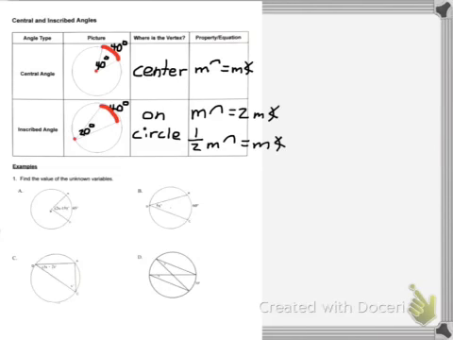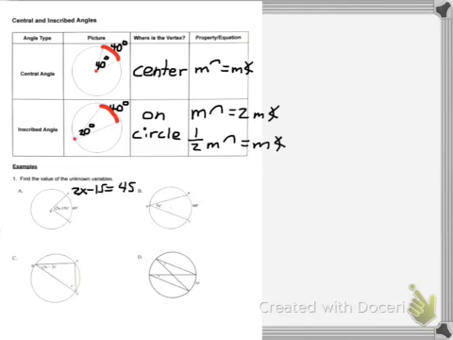So now let's jump down here to the bottom and do a couple of example problems. Look at number 1a. So you'll notice that you have a central angle that is 2x minus 15 and an arc angle that is 45 degrees. Based on our definitions at the top, those two angles are congruent, and anytime we have two things that are congruent, we can set them equal to each other. So I would say 2x minus 15 equals 45.